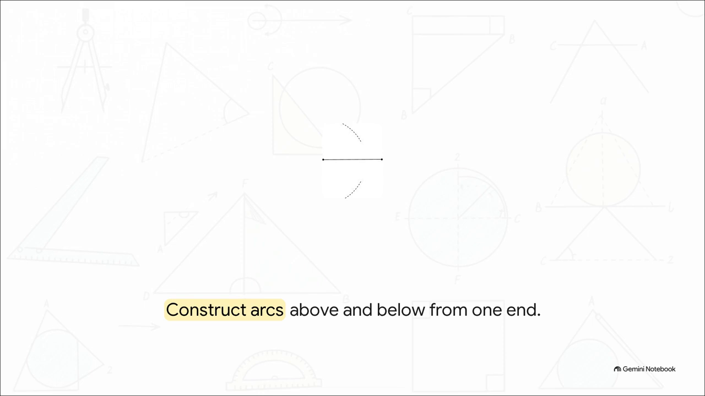First up, open your compass so it's wider than half the segment's length. Then place that sharp metal point perfectly on one end of the segment and draw arcs above and below the line. You'll see those dashed lines representing the exact path of your compass pencil. Now for step 3. Listen, here is the absolute most important rule. Do not change the width of your compass. Seriously, keep it locked exactly as it was.